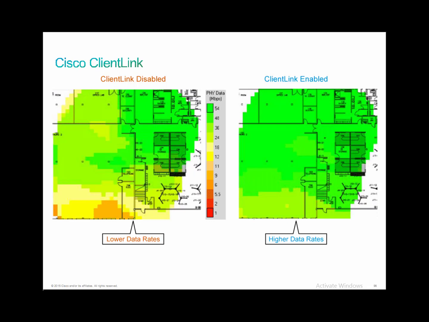So we did talk about the ClientLink technology before, and I think you guys have a good understanding, but it's something that's typically enabled for legacy clients to increase their throughput. In 802.11n and 802.11ac systems, we can actually take advantage of the multipath by sending multiple radio signals at the same time. That's that multiple input, multiple output technology.